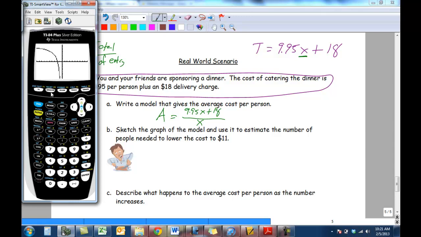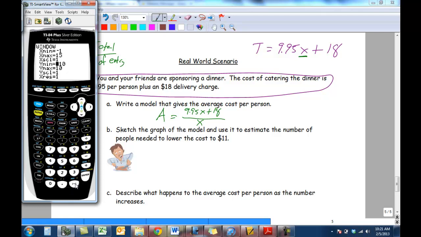So we want this way. So we might need to adjust our window a little bit. Now, the negative numbers for x, I don't really care about, but I like to see the x's, so I'm going to put in -1. But our x max, how many people do you want to come to our party? Let's keep it a small party. Let's keep it like, I don't know, 15.